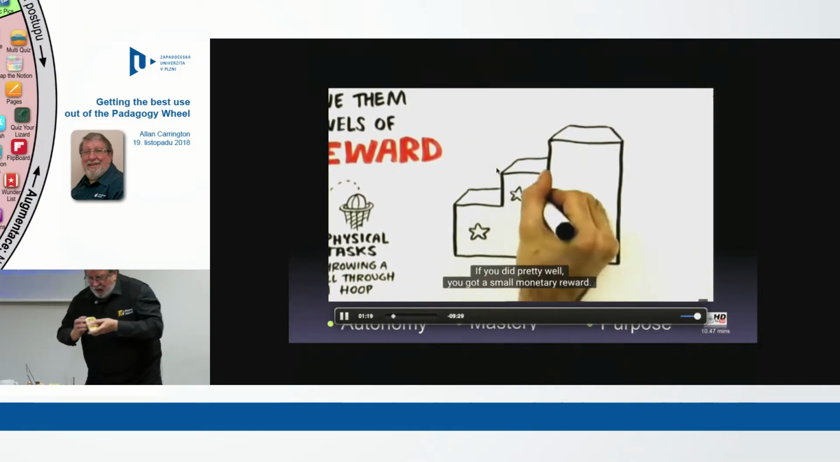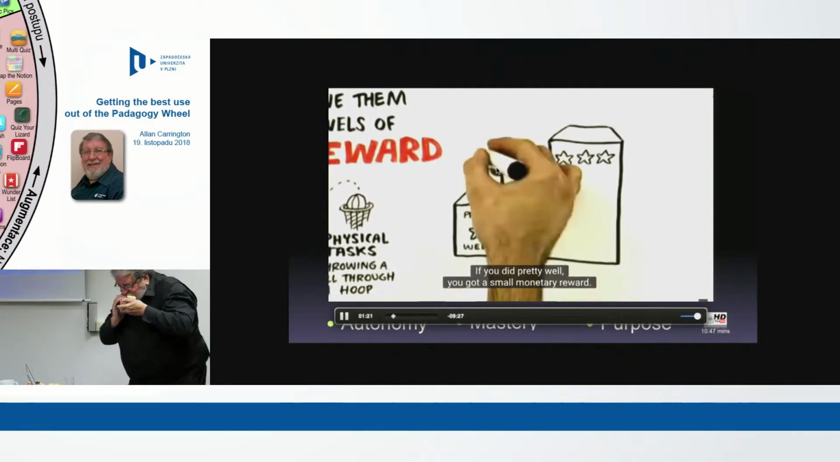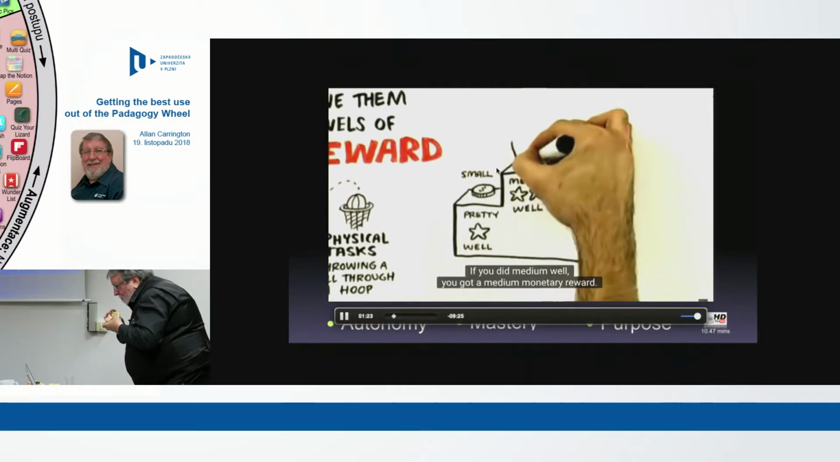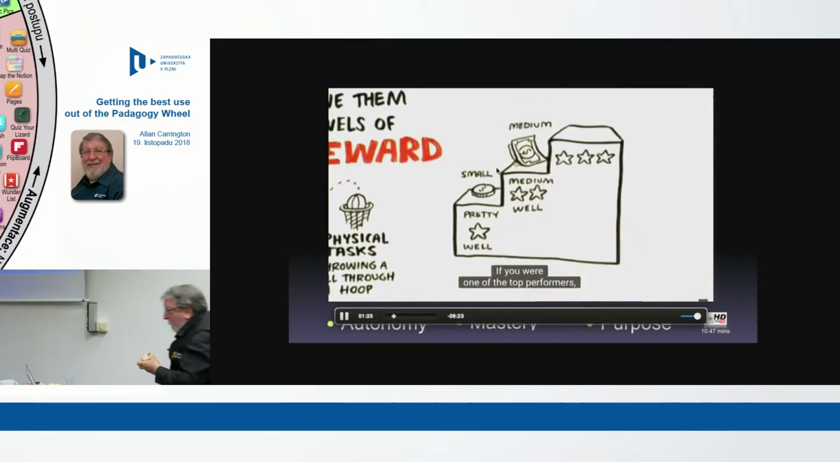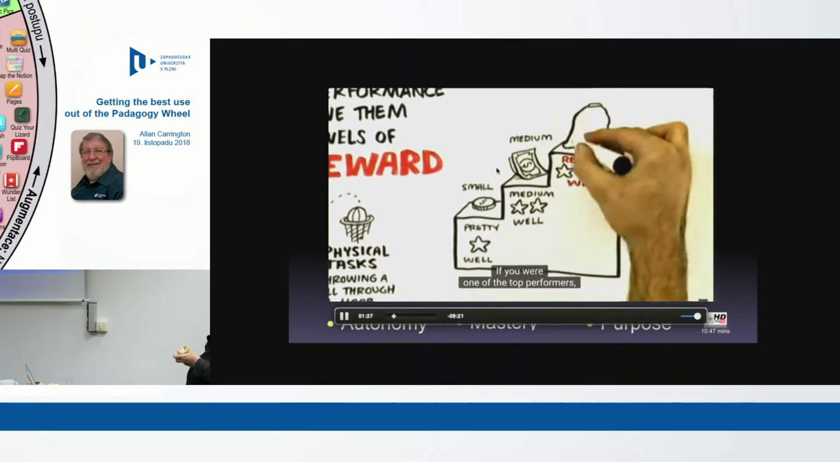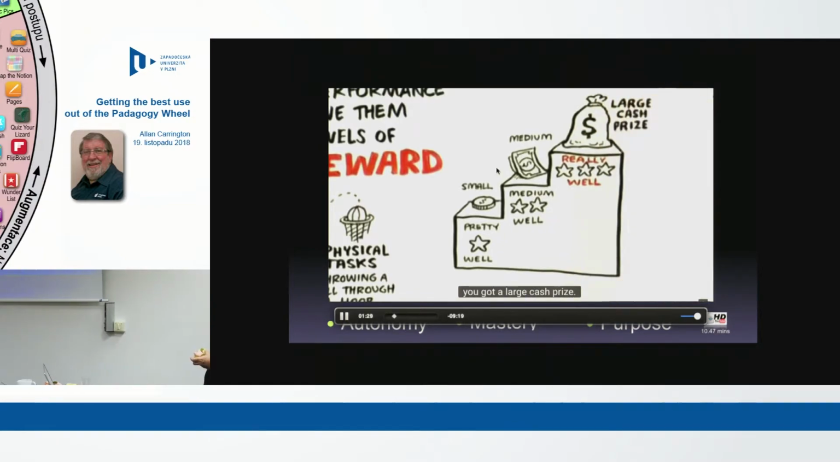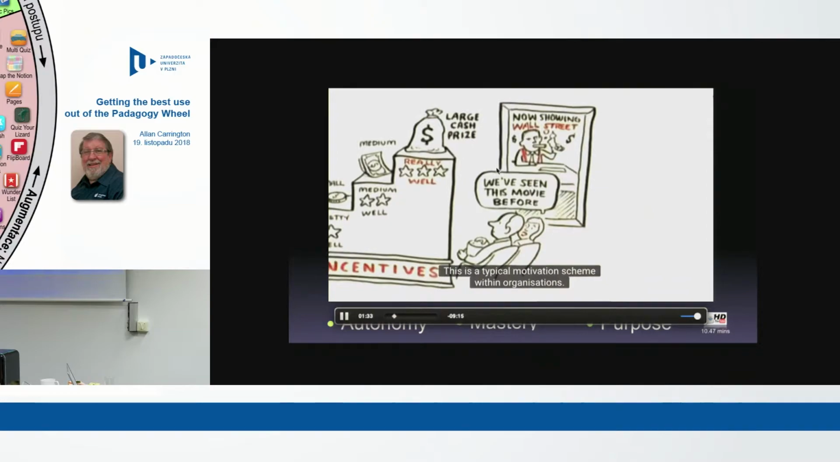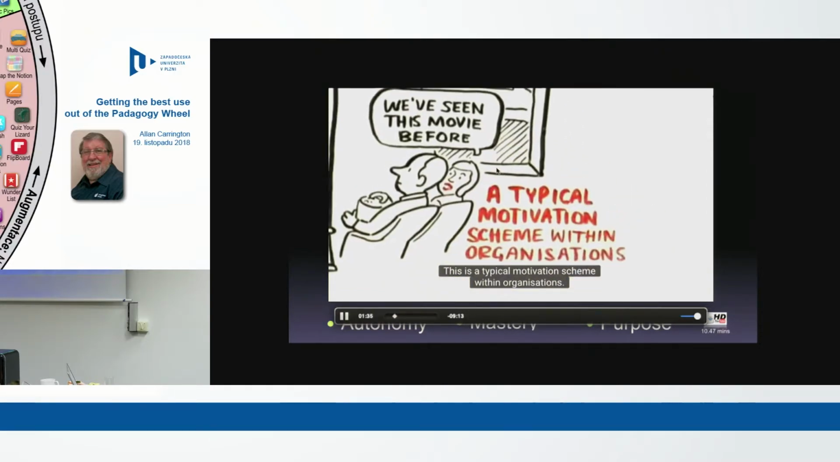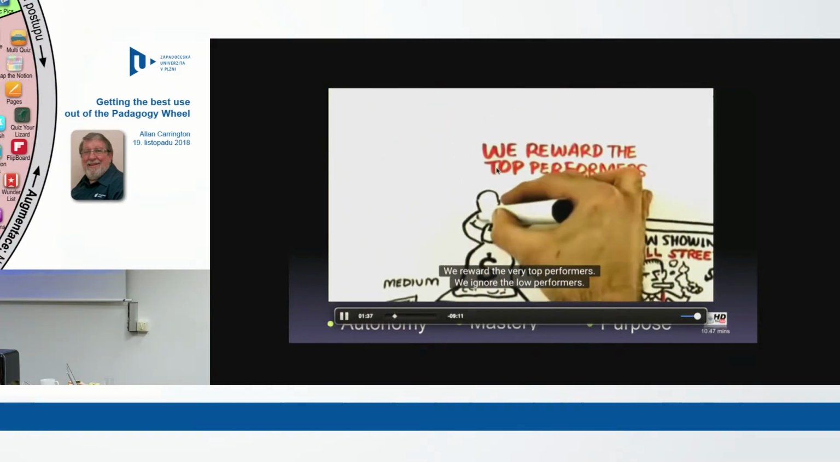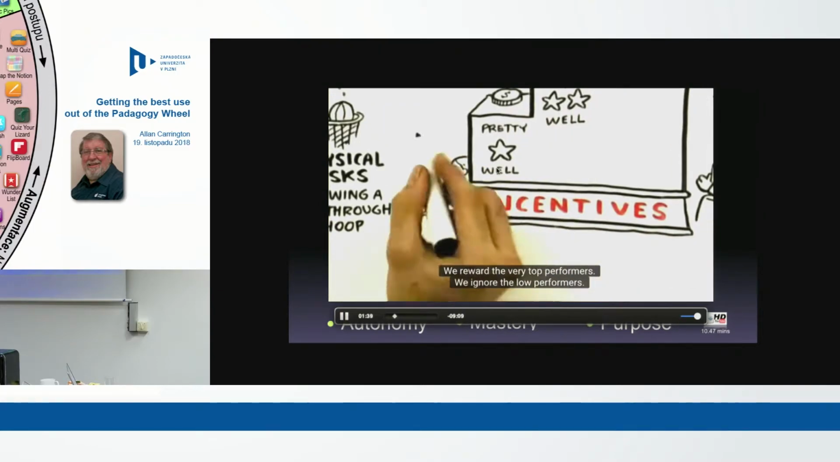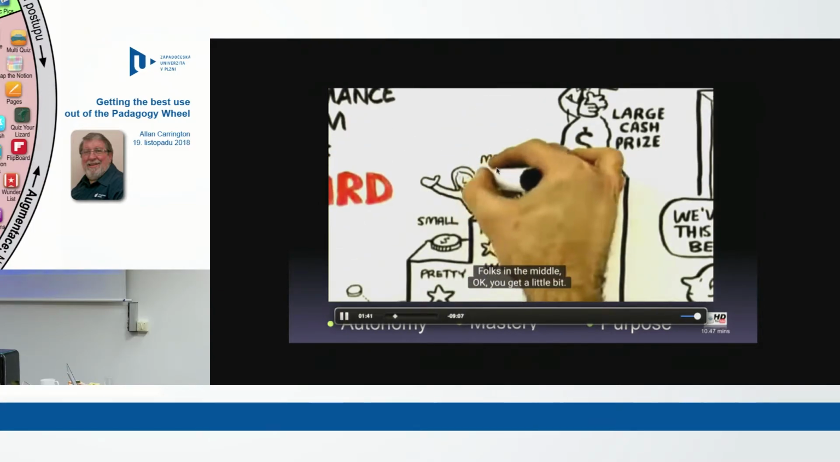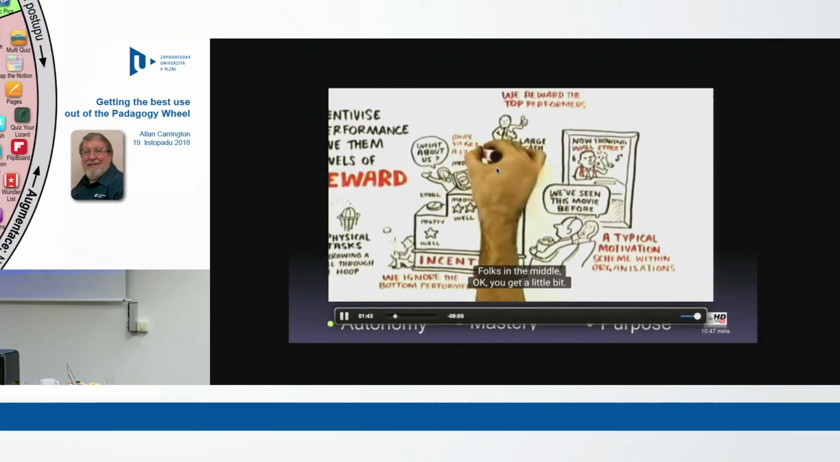So if you did pretty well, you got a small monetary reward. If you did medium well, you got a medium monetary reward. And if you did really well, if you were one of the top performers, you got a large cash prize. Okay? We've seen this movie before. This is essentially a typical motivation scheme within organizations, right? We reward the very top performers, we ignore the low performers, and the other folks kind of in the middle, okay, you get a little bit.